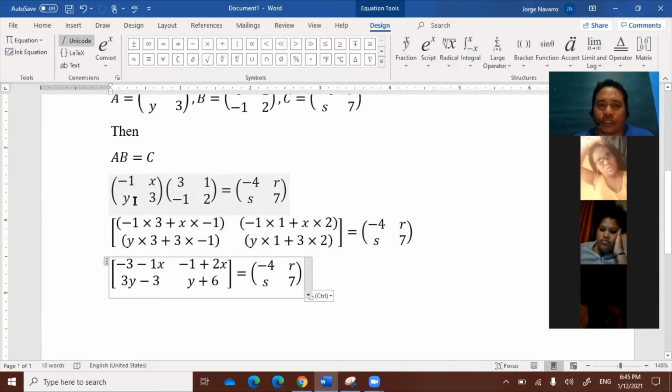So the same thing happens here. -1 times this one gives me this first part, plus the x has to be multiplied by the 2, and this gives me this second part here. Then the y times the 3 gives me the first part here, plus 3 times -1 gives me the second part there. Then y times 1 gives me the first part here. See where the cursor is moving? And then plus the 3 times the 2 gives me this back part there.